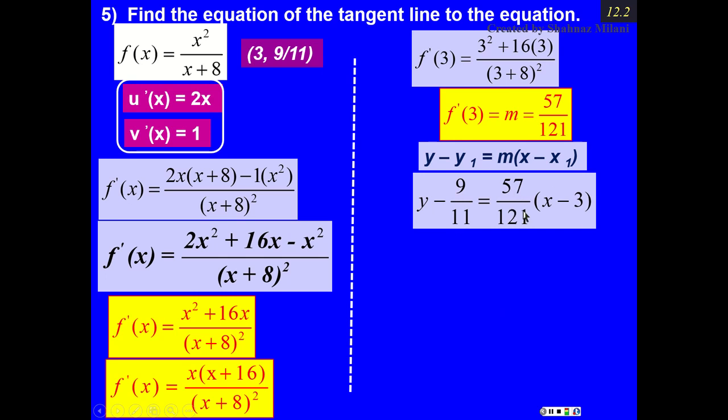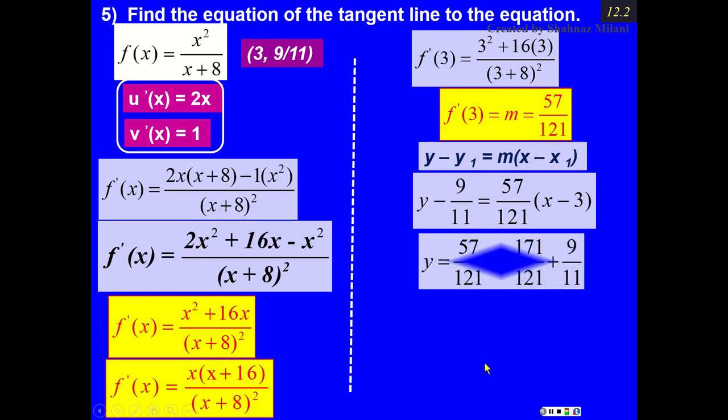Distribute the 57 over 121 inside this parenthesis. In my PowerPoint, the 9 over 11 was minus. I move it to the other side, and it becomes positive. Again, distribute this by x, which becomes this. Distribute this by minus 3, which becomes minus 171 over 121.